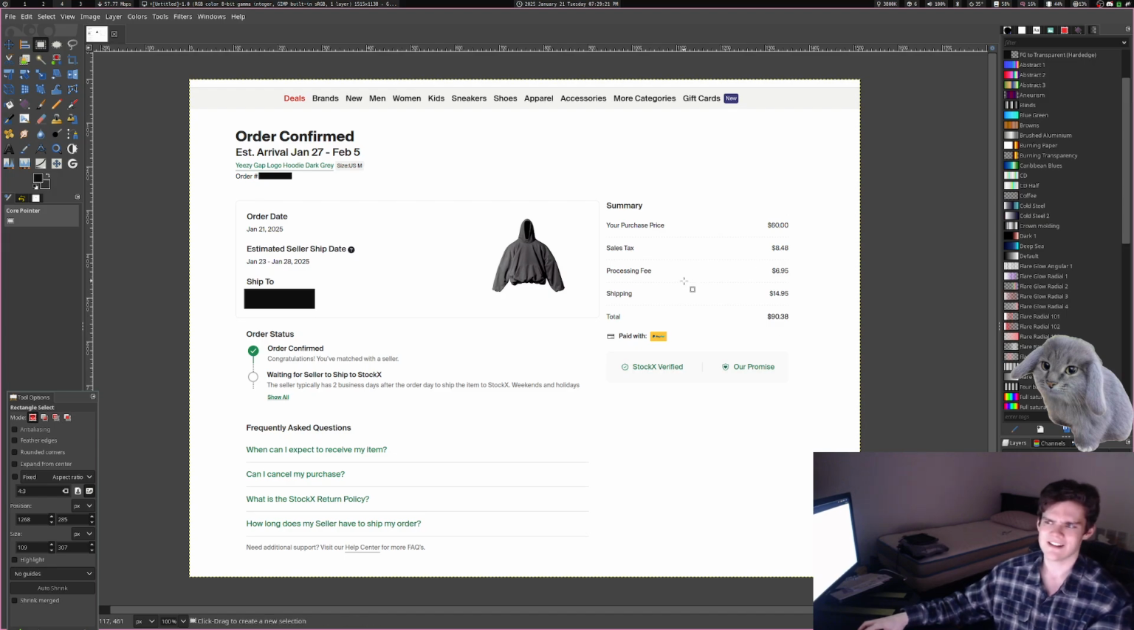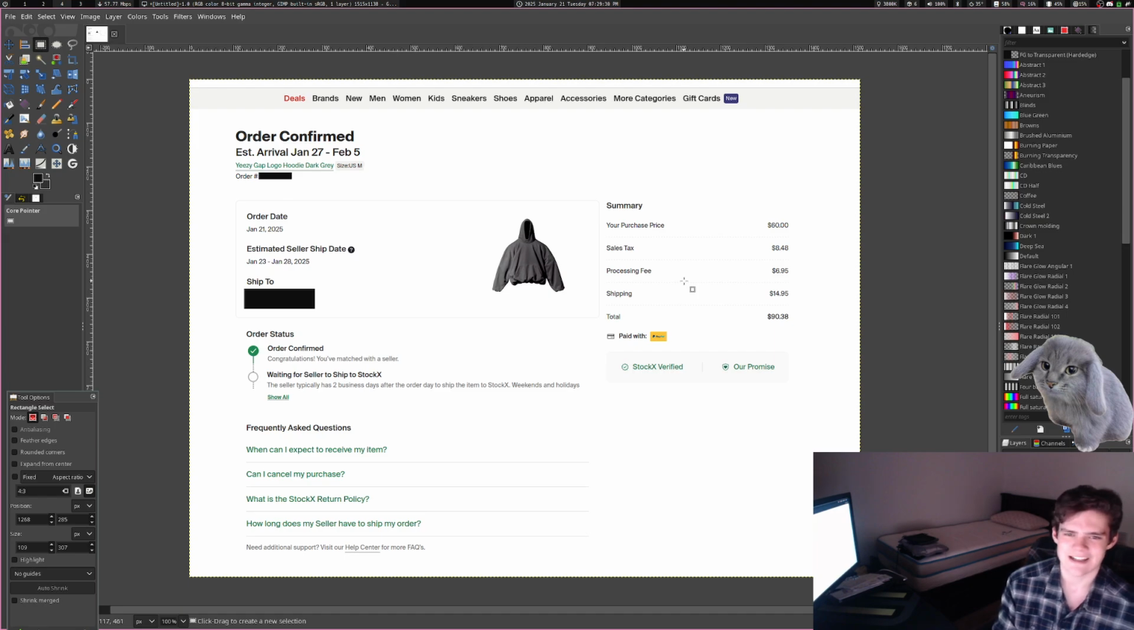Of course, I did get it on StockX, so it can show up fake. But I'm not super worried about it. And even if it is fake, I don't care. It's still a hoodie, and it's a well-made hoodie. But yeah, I'm pretty happy about it.